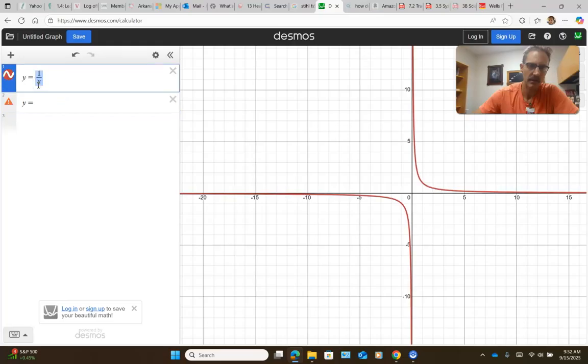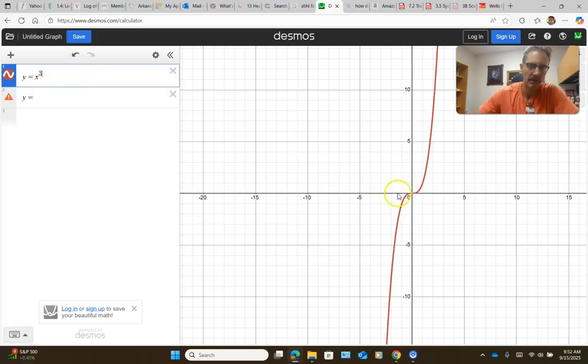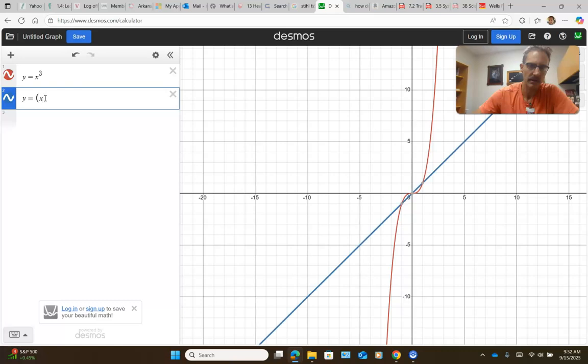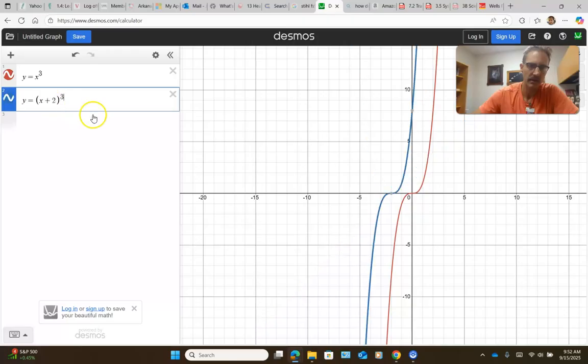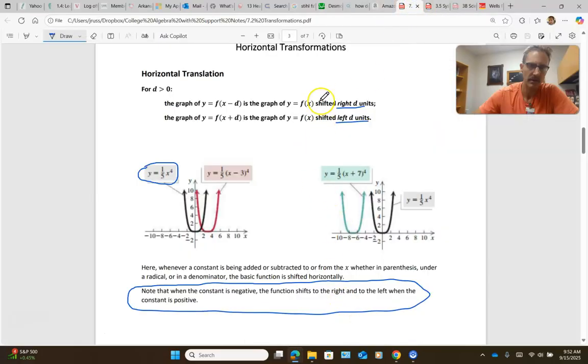Let's do a cubic. So here's our basic cubic function. But if we keep the x in parentheses and put a number in there and then cube it, then it shifts it to the left 2 units. What if we change that +2 to a -2? Now it shifts it to the right 2 units. Okay, so that's how you're going to obtain a horizontal transformation.